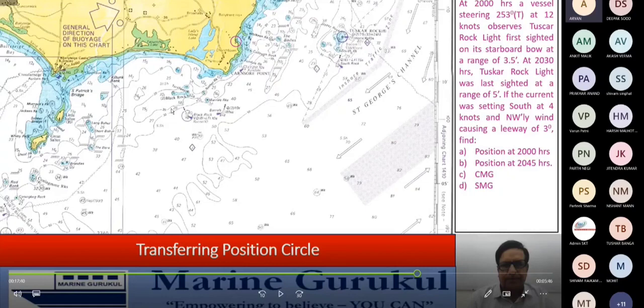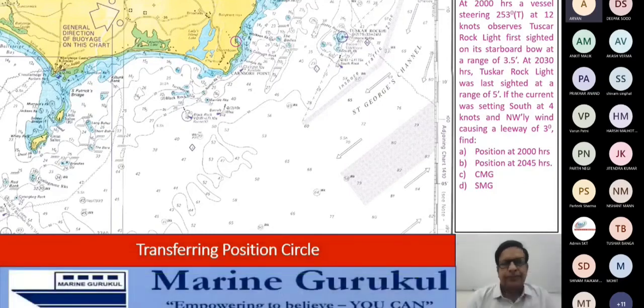Okay, very good, beta. So let's now see step by step how we go about solving this question. At 2030, we get another position circle with Tusker Rock Light as the center and the last sighting range of 5 miles as the radius. So if we want to use running fix in this, we can run up the 2000R position circle to 2030 and we can get the positions and the required information.